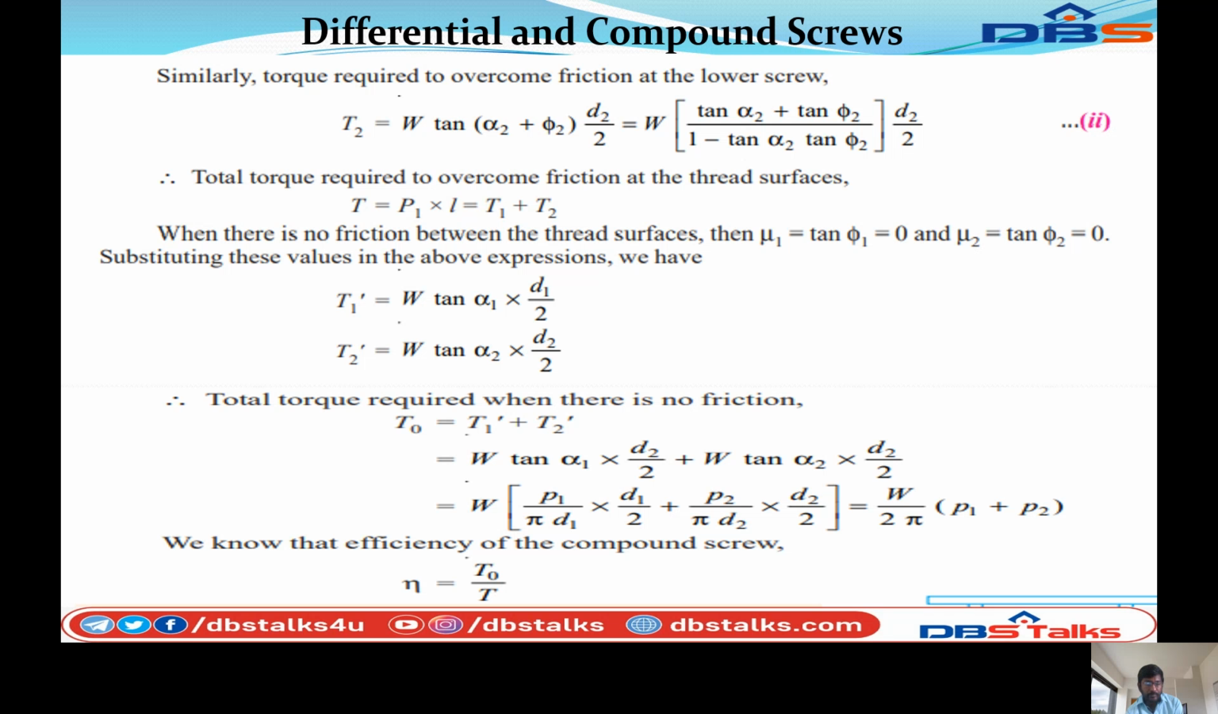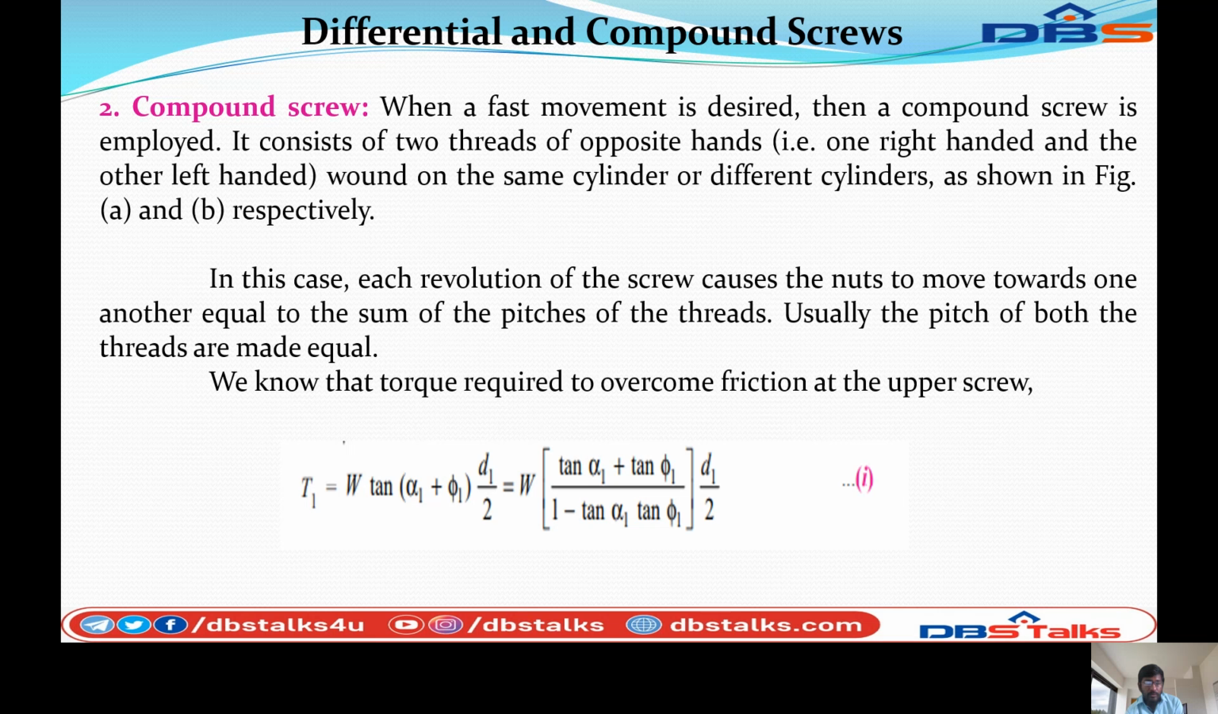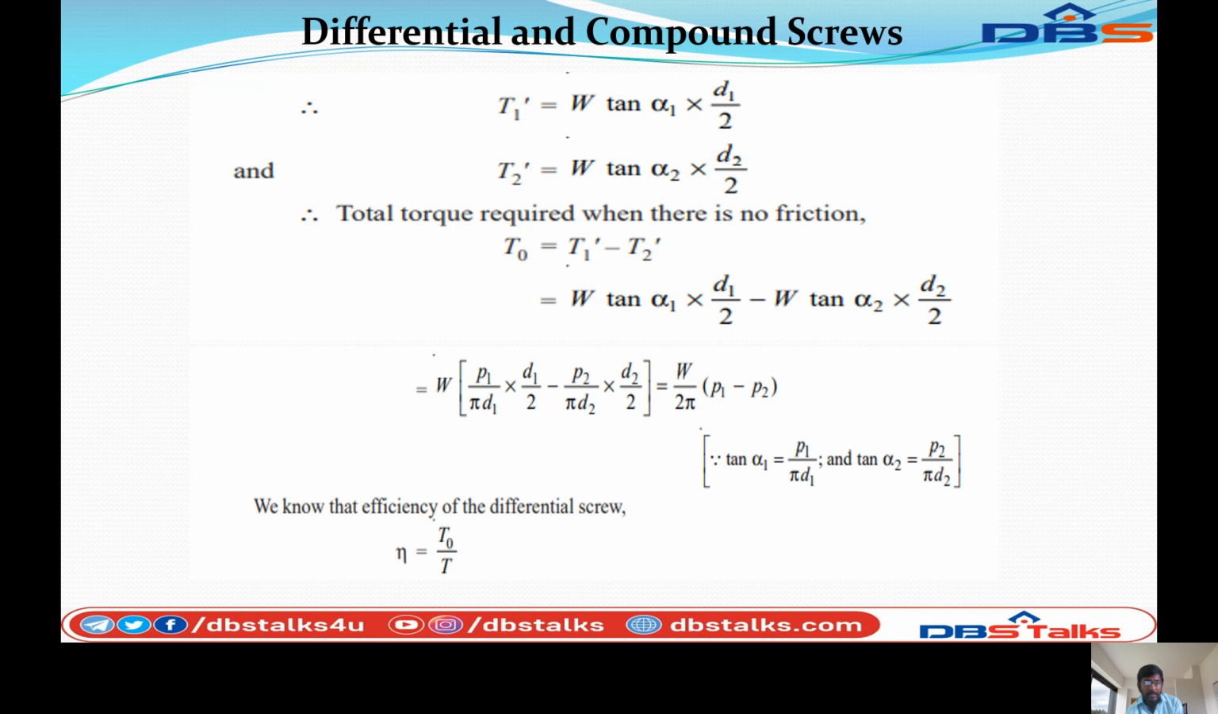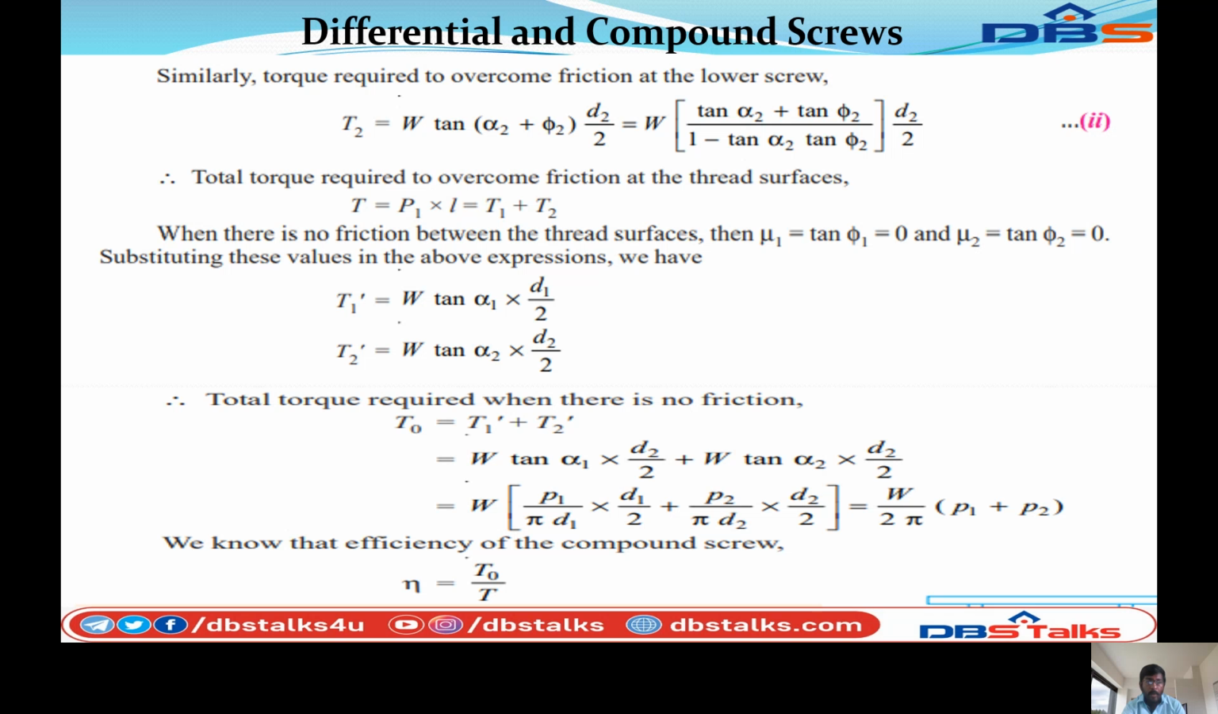Similarly, for the differential screw, T0 is equal to W by 2 pi into (P1 minus P2). So this is the differential formula, and the earlier one is the compound screw formula. Finally, you can calculate the efficiency of the compound screw. The efficiency eta is equal to T0 by T. So we can calculate the efficiency also.